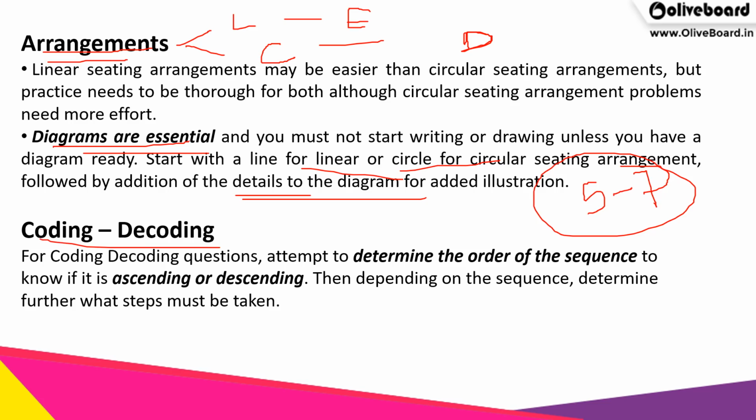The next is coding and decoding. Here first you have to attempt to determine the order of the sequence. This is very important. You should understand what the order of the sequence is, and after that you should know if it is in ascending order or descending order. Depending on the sequence, determine what further steps must be taken.